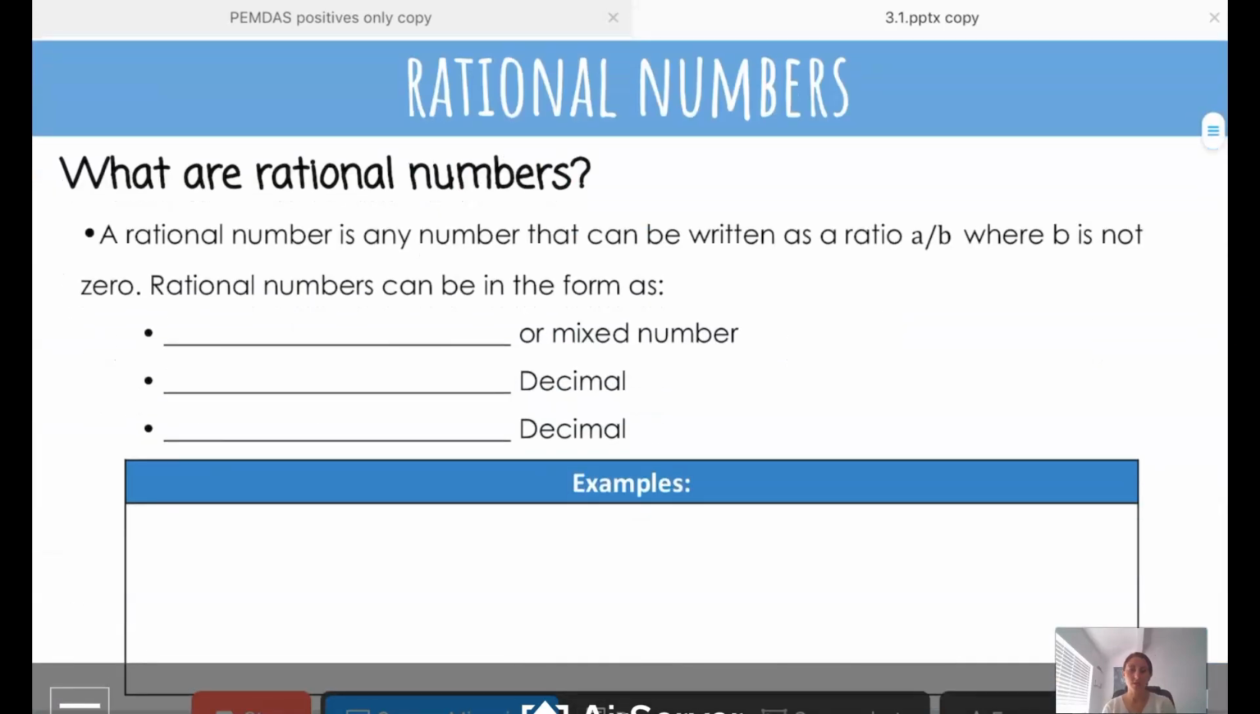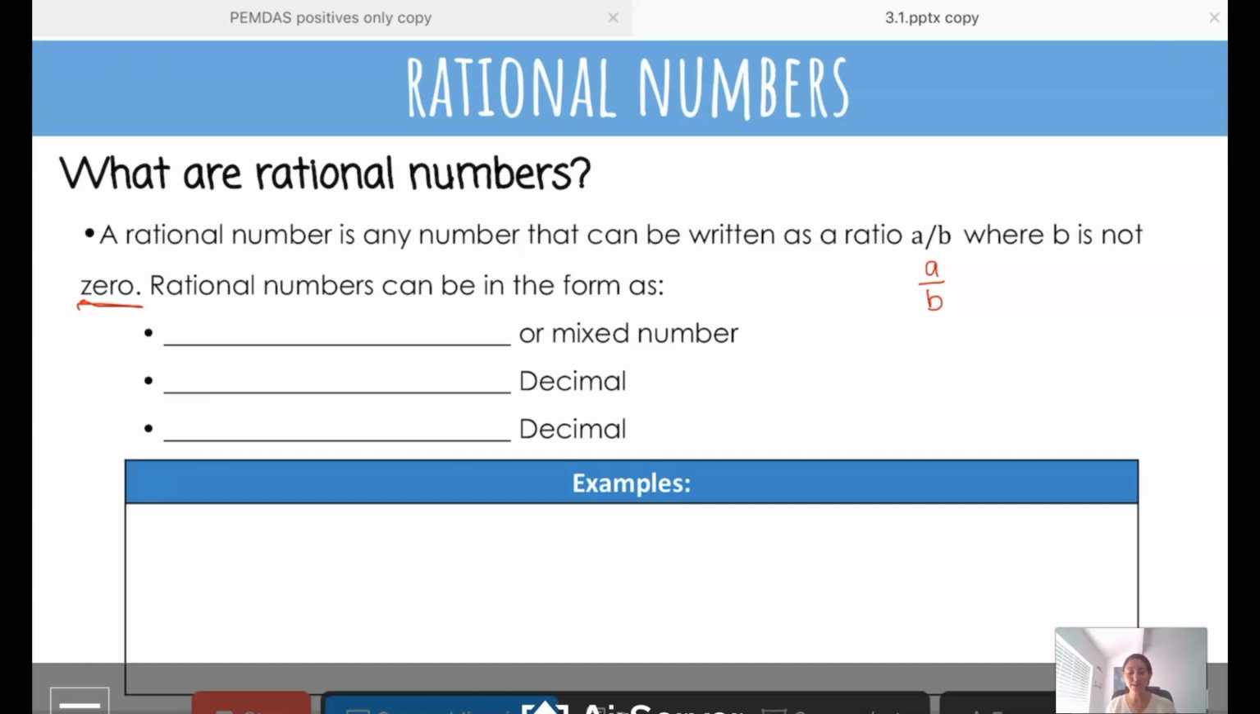First, what are rational numbers? A rational number is any number that can be written as a ratio A over B, where B is not 0. So when we say that a rational number is any number that can be written as a ratio, that's basically a fraction. Any number that can be written as a fraction, both positive or negative, is a rational number, as long as your denominator is not 0. Because if your denominator is 0, you're going to get an answer as undefined, right? We can't divide by 0. That is no good. Okay?